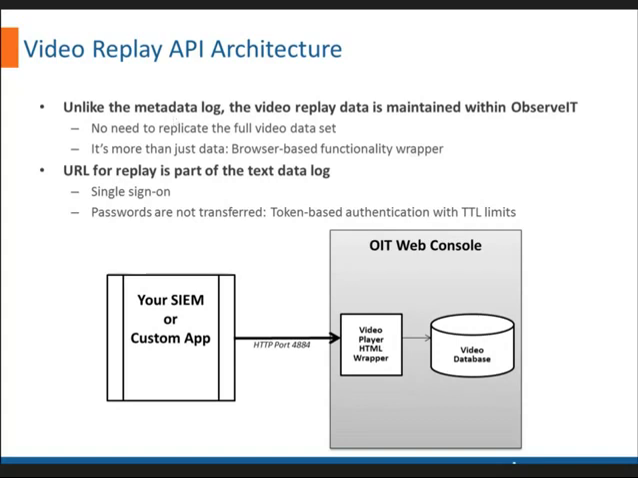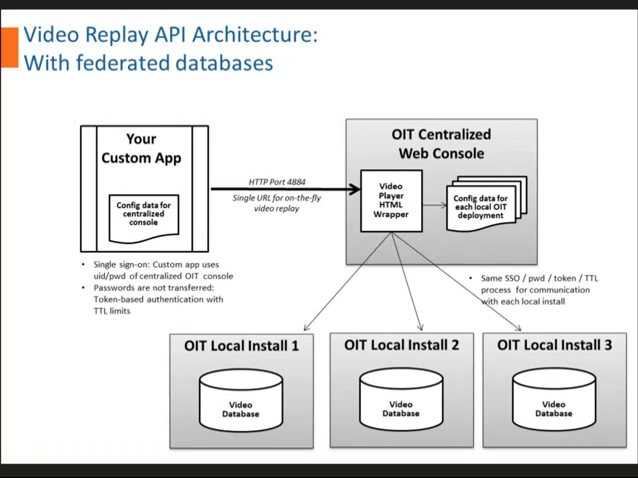I just want to point out that this architecture for accessing the Observit database for integration is true for any size of deployment, including a federated database, a multi-location network in which you might have data collectors existing in multiple locations, geographically or logically. It integrates via a single point of contact that serves as a federated location for accessing that data.